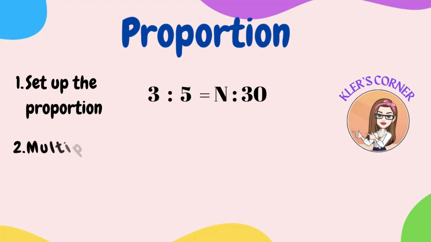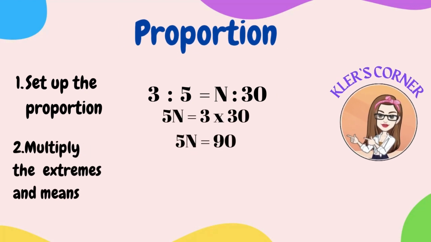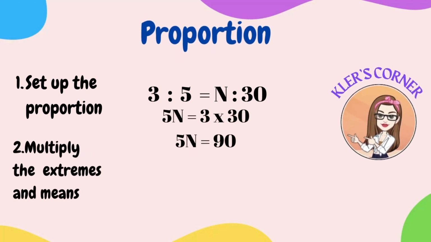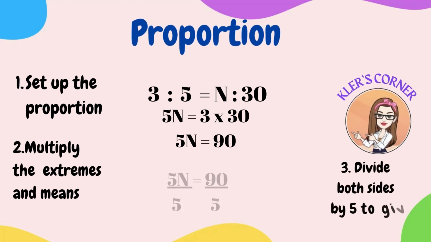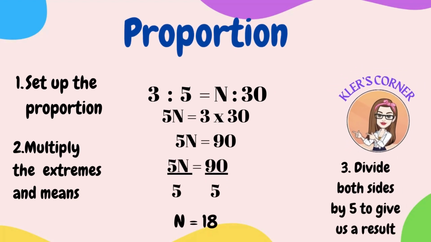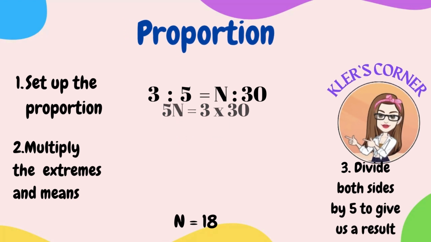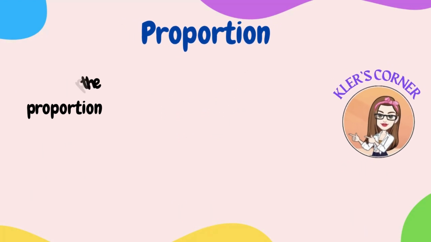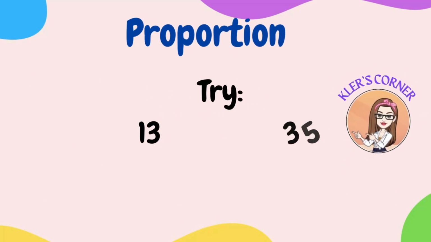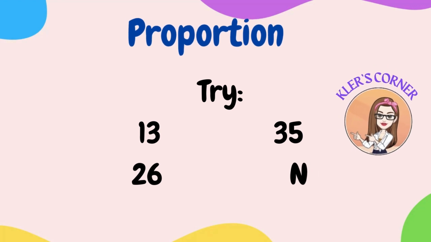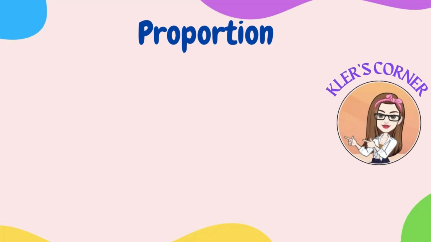Next, multiply the extremes and means, which will result in 5n equals 3 times 30, or 90. Then, divide both sides by 5 to give us a result of n equals 18. Therefore, the missing term is 18. Please try this at home: 13, 26, 35, n.